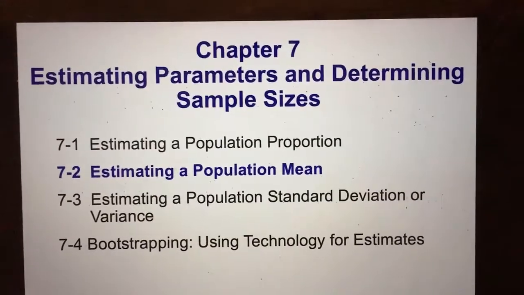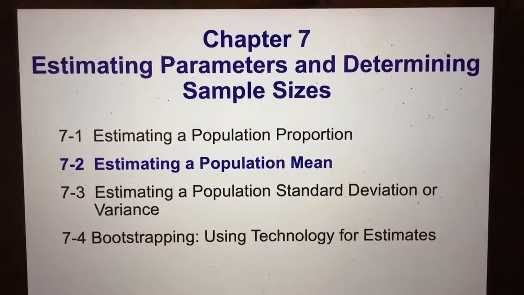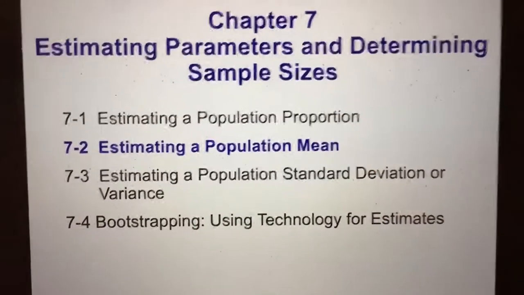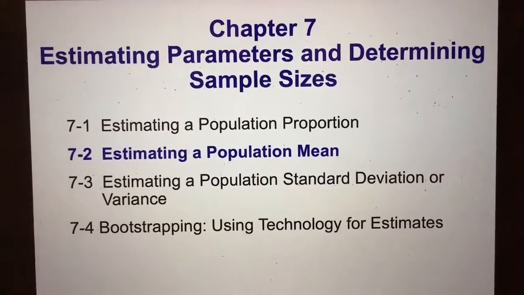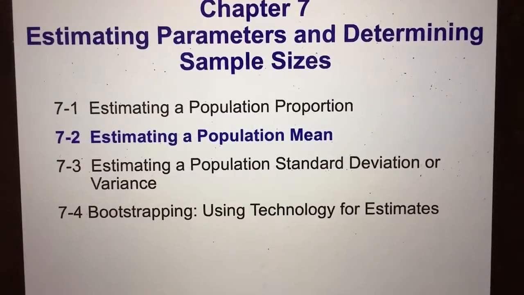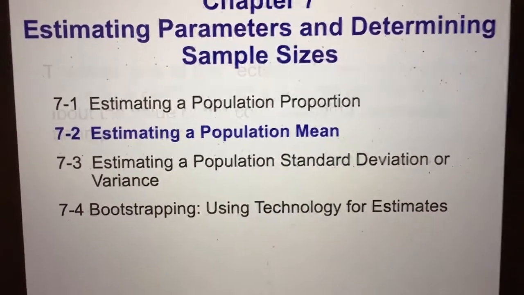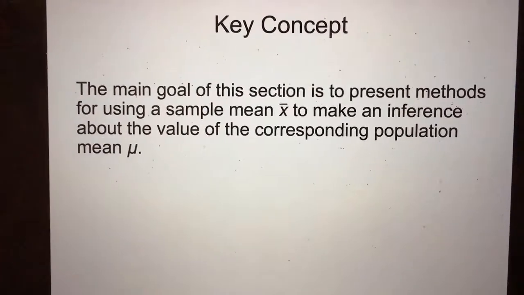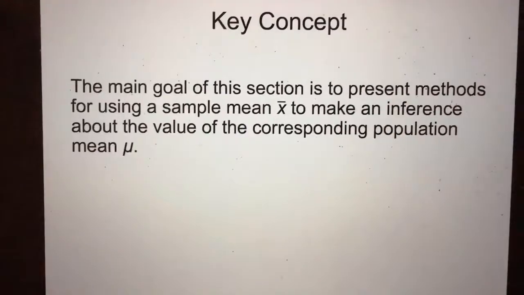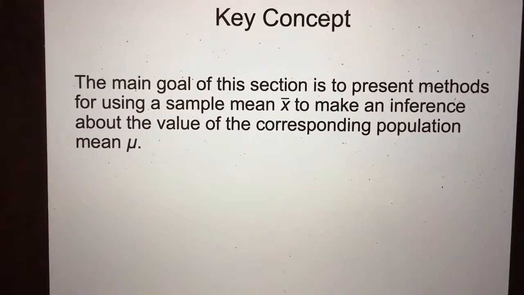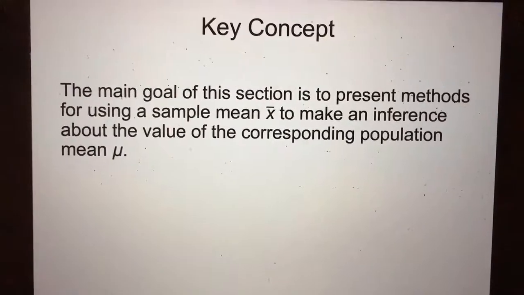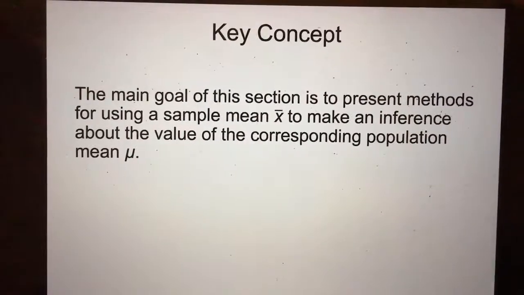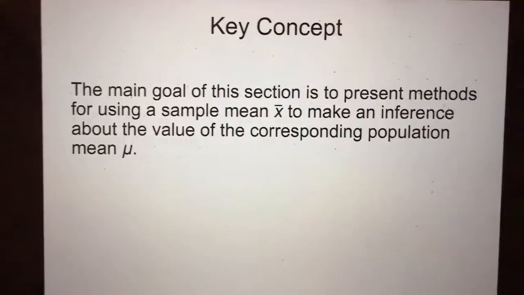Okay, so in 7.2, we're talking about estimating a population mean, whereas in 7.1, we were talking about estimating a population proportion. So remember, I told you the steps that are going to be the same in each one of these when I showed you that little piece of paper. So here you're going to see that it is the same, but just a little bit different because we're looking for a different thing. The main goal of this section is to present methods for using a sample mean, x bar, to make an inference about the value of the corresponding population mean mu. So we've got an x bar, we're looking for the mu.